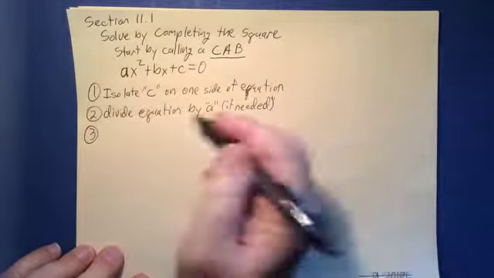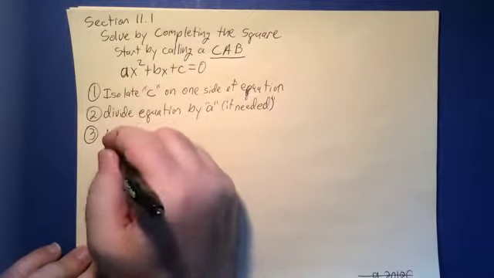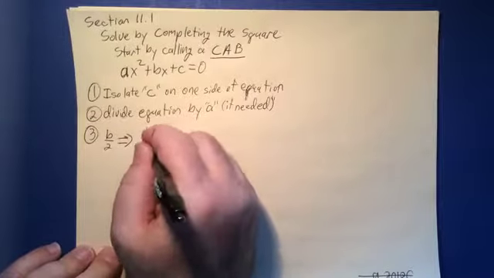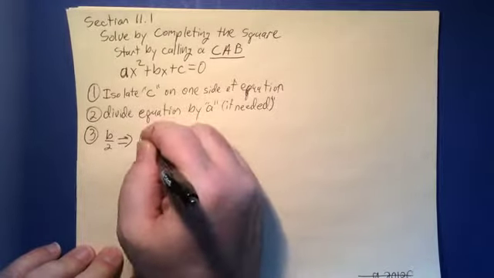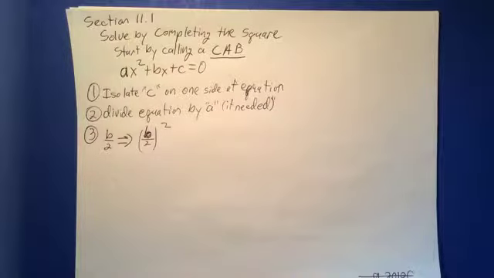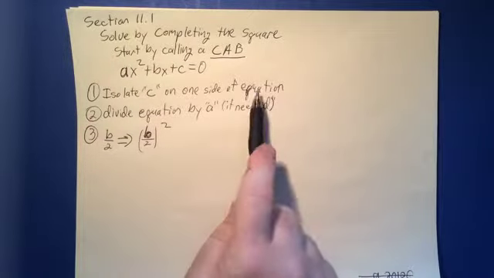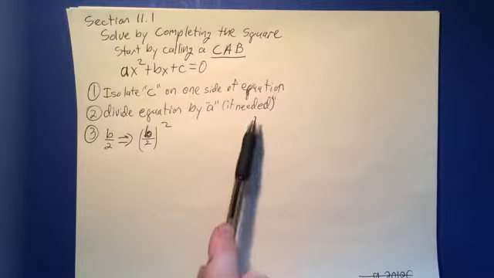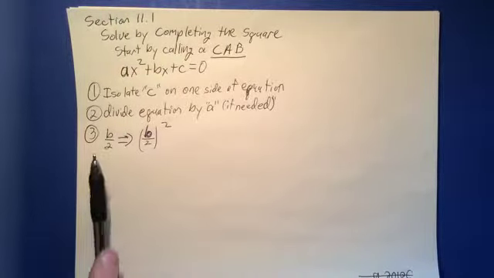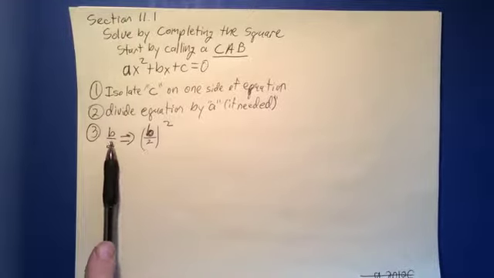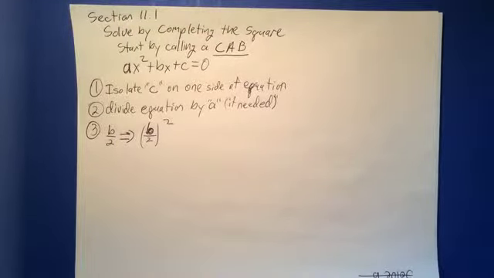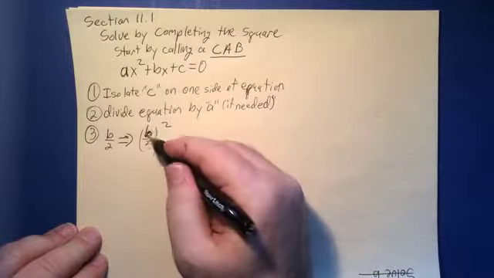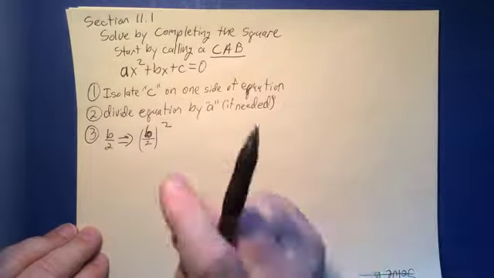And then 3, and this is where we begin the work of doing what we were just doing a little while ago. We take the b, divide it by 2, and then we take the b that's divided by 2 and we square it. So we first work with c to isolate it on one side of the equation. We divide the equation by a if it's needed, if the value of a is not 1. And for the last part, we take b, we divide it by 2, and then we take that value of b divided by 2 and then square it.